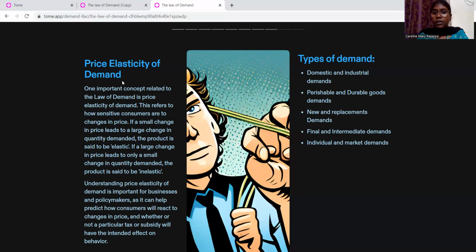And then come the other two types of demand: final and intermediate demands, and individual and market demands. Individual demand is where a particular individual wants to buy or needs a particular product. Market demand is where a market as a whole demands a particular good or service, and that is the market demand.